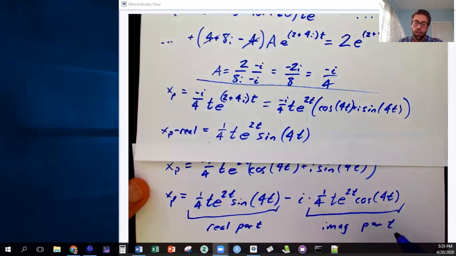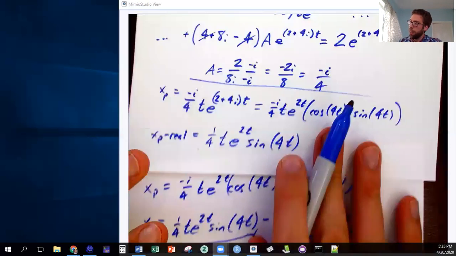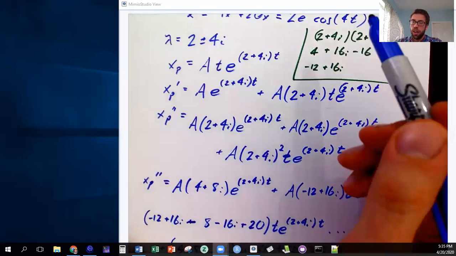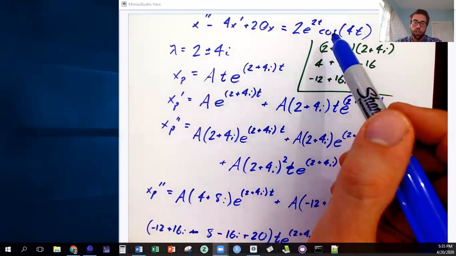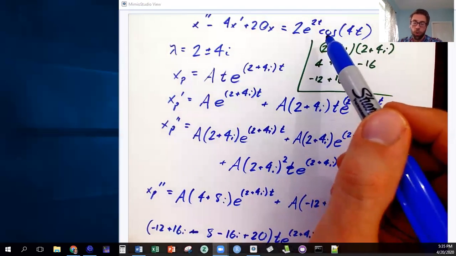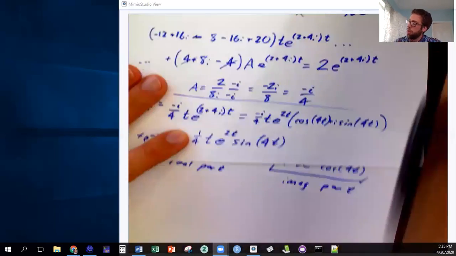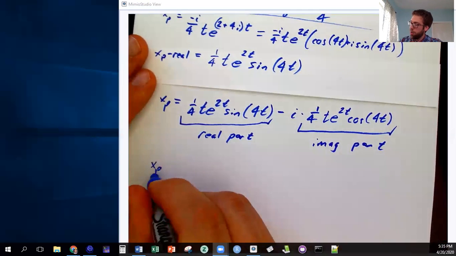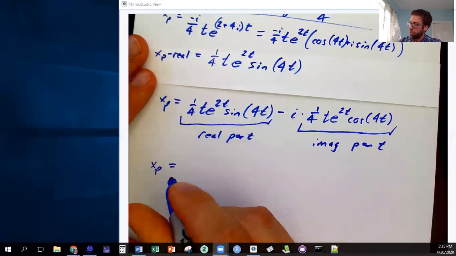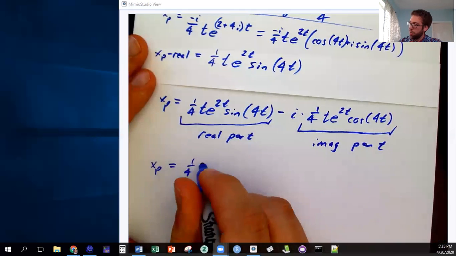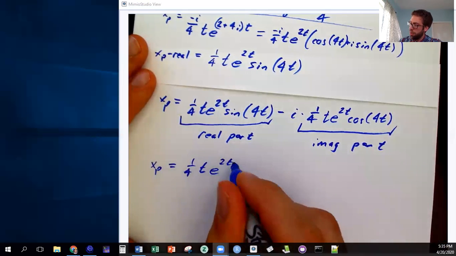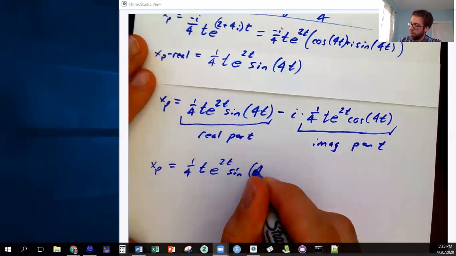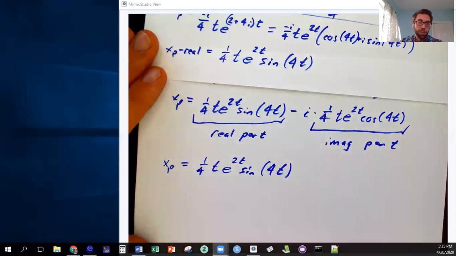Okay, and so the one I want is dependent on which trig function I had. If I had a sine here, I would want the imaginary part. But I have a cosine, so I want the real part. And so the real part is my actual answer to this question: 1/4 t e to the 2t sine of 4t. And that completes that question.